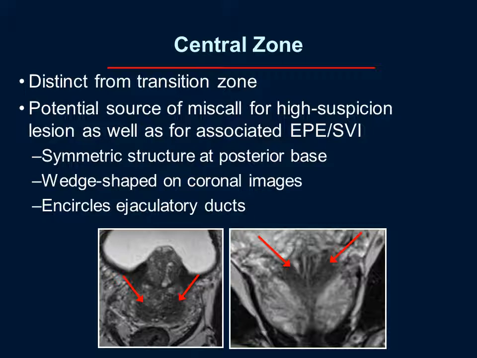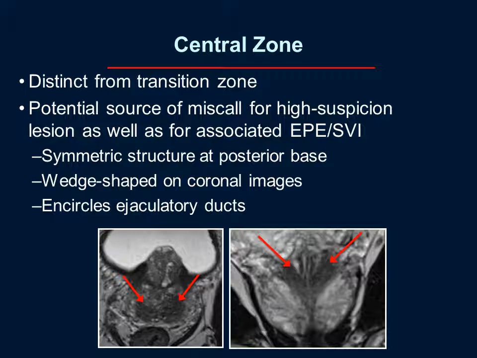So just in terms of terminology, the central zone is a distinct zone from the transition zone. This is histologically, embryologically, anatomically a separate region. It's a potential source of miscall for a high suspicion lesion, if not even extraprostatic extension or seminal vesicle invasion. So basically, if they're not aware of this structure, somebody can misinterpret the entire central zone itself as a large tumor.